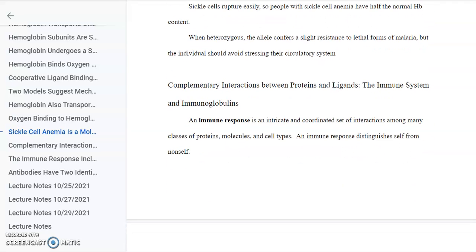When heterozygous, the allele confers a slight resistance to lethal forms of malaria, but the individual should avoid stressing their circulatory system.